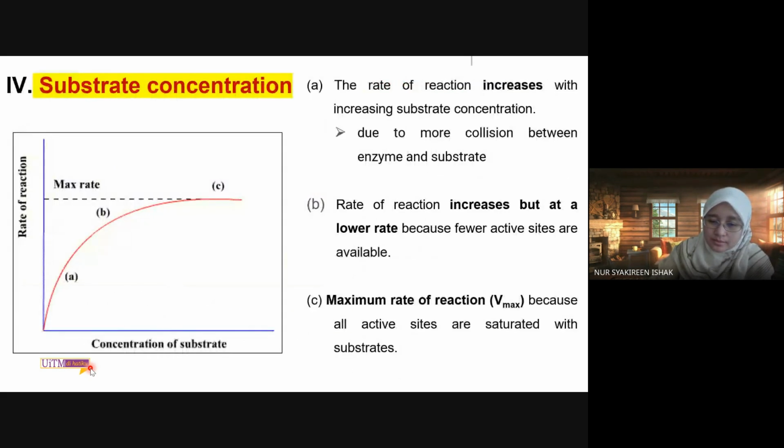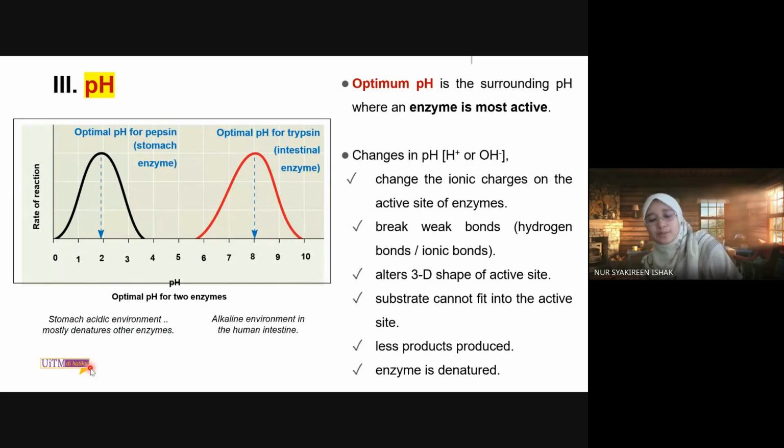Okay. So next, the third factor is pH. Optimum pH is the surrounding pH where the enzyme is most active. It depends on the type of enzyme. For example, here we have pepsin. Pepsin is the enzyme secreted by the stomach lining. The stomach lining will secrete pepsin for the digestion of protein. So digestion of protein will occur, for example, in the stomach due to the release of pepsin.